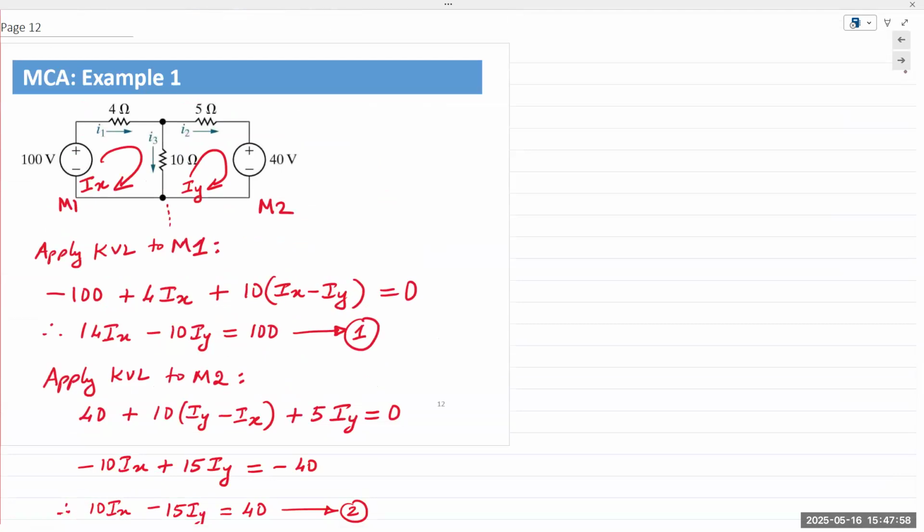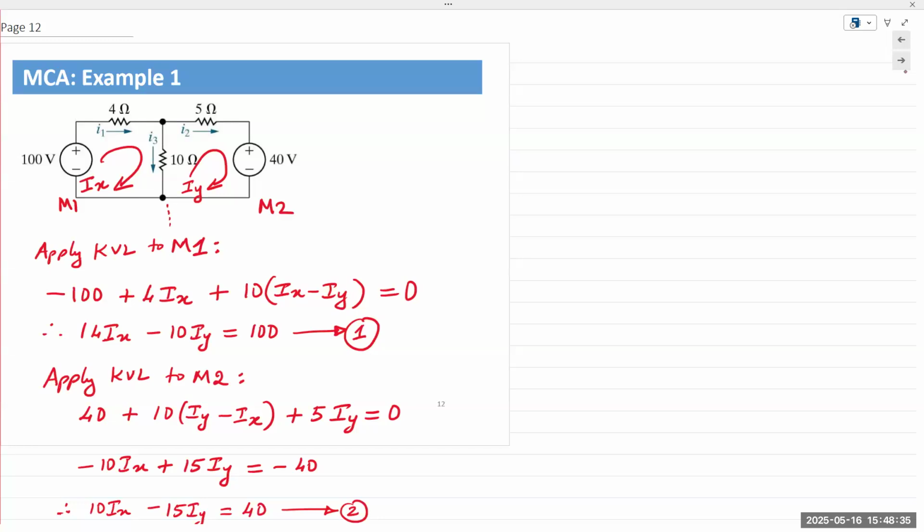I1 is the mesh current Ix because there's only one current in there. And so it's 10 amps. I2 is simply equal to Iy, 4 amps. However, what is I3? Is it Ix minus Iy or is it Iy minus Ix? To answer that question, we look at the directions for all 3. So we look at the direction for the branch current, I3. Then we look at the directions for the mesh currents.